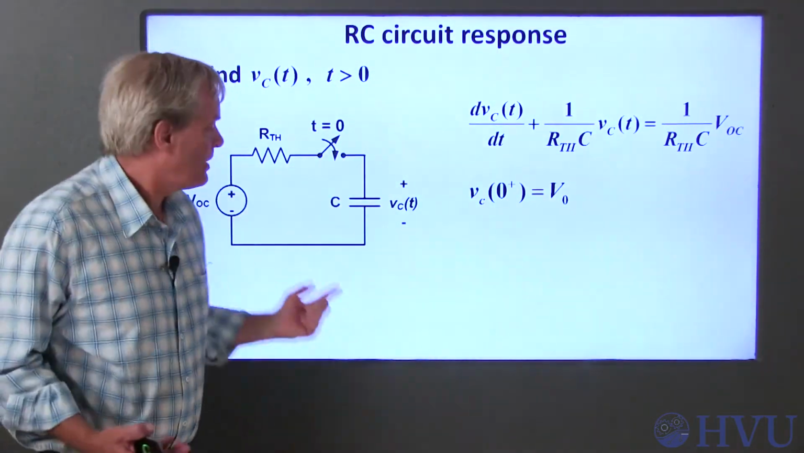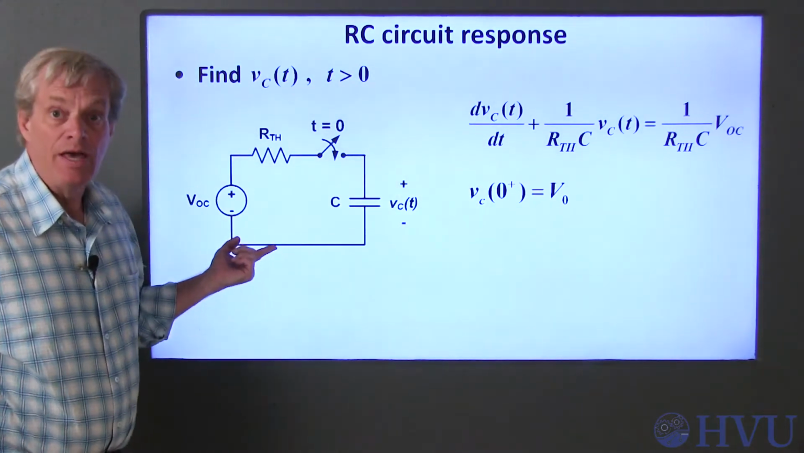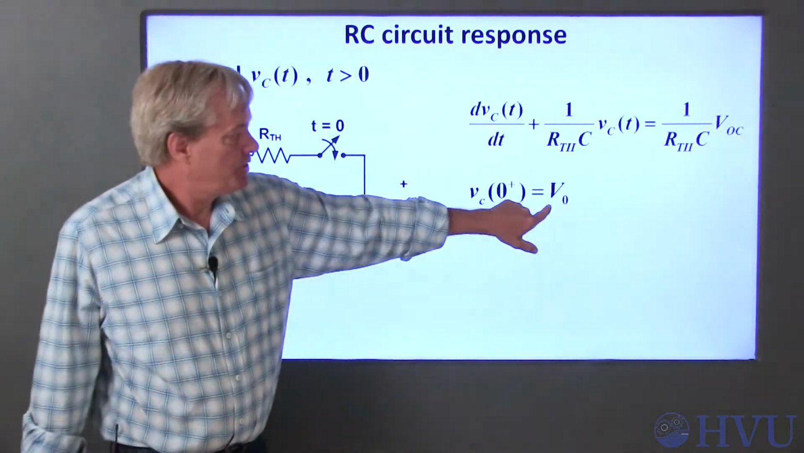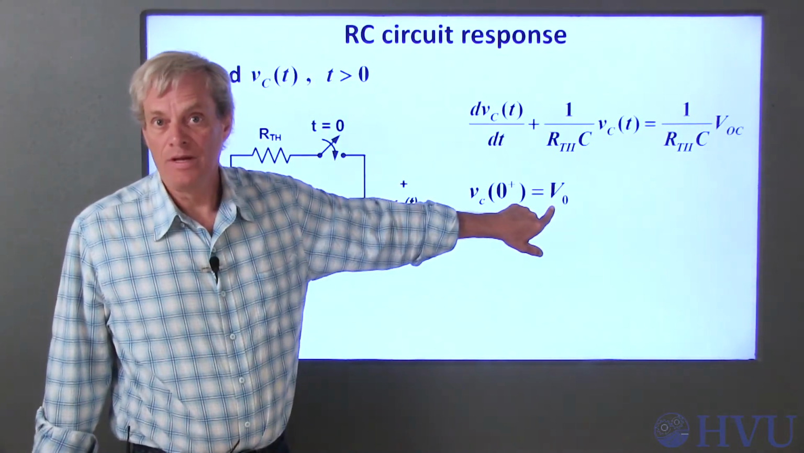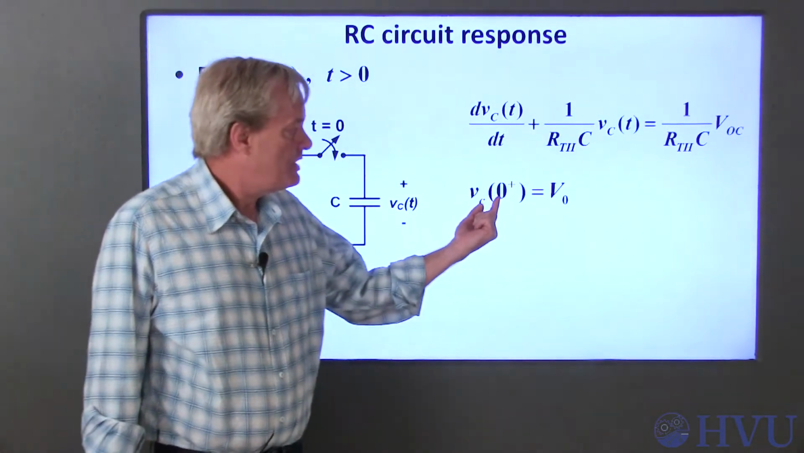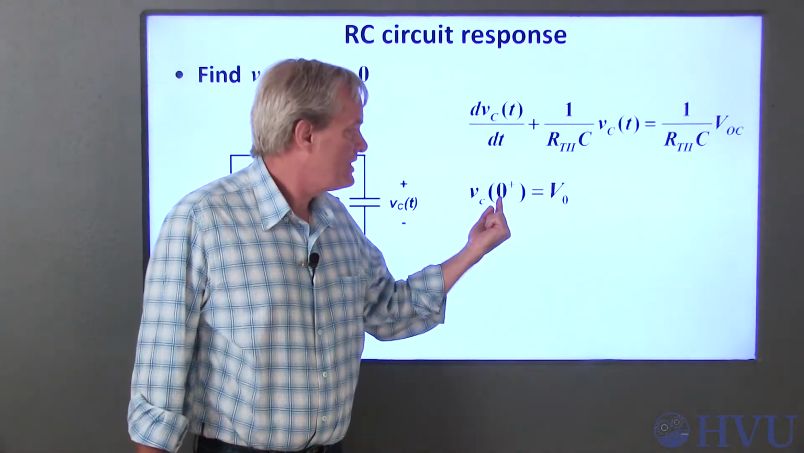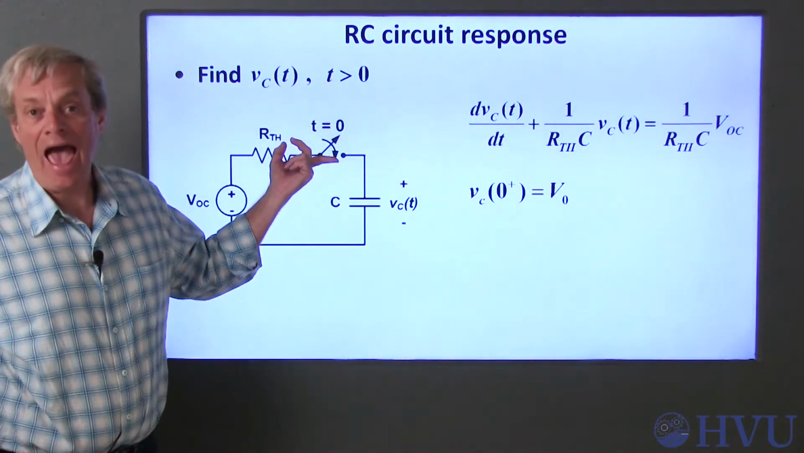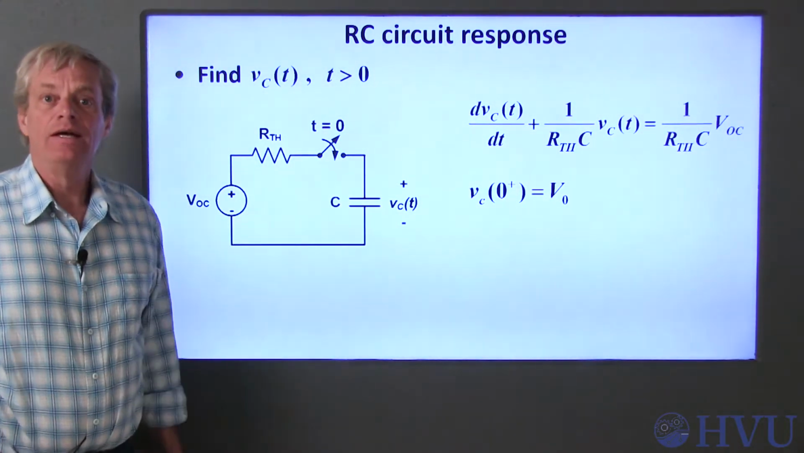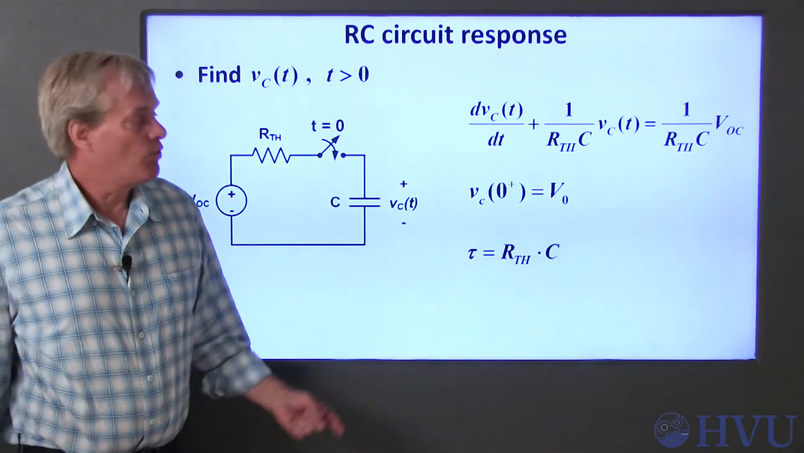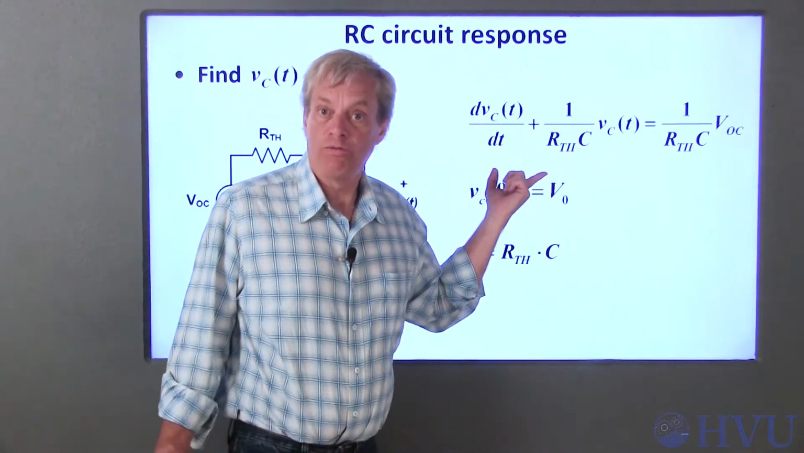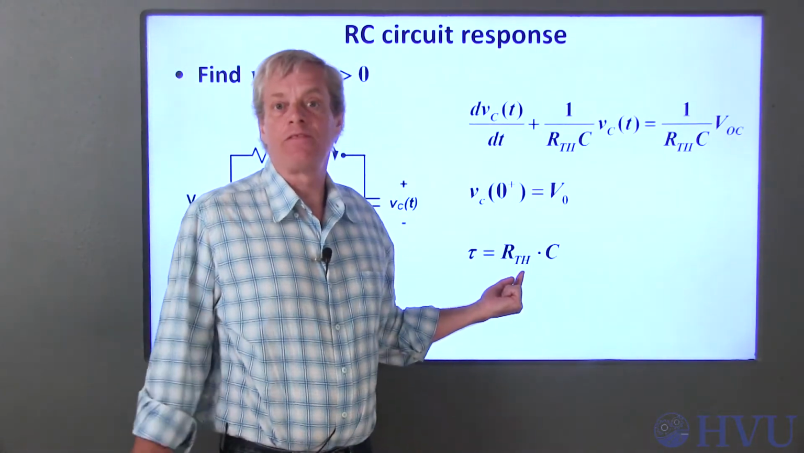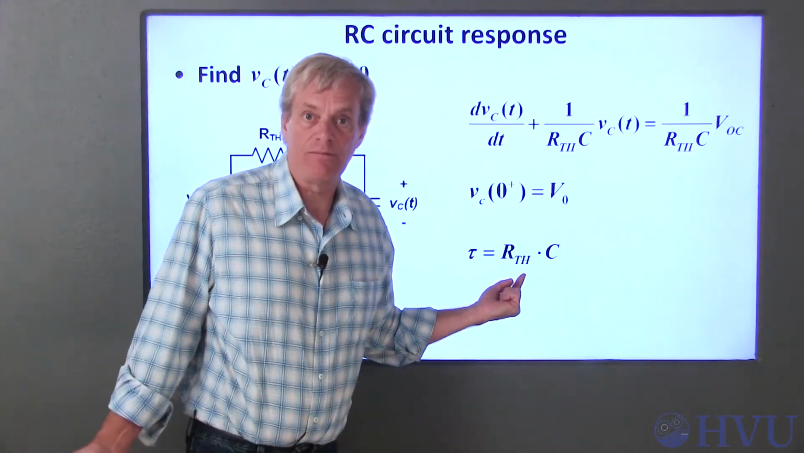We determined this by performing KVL around this loop and noting that the resistor and the capacitor share the same current. The initial voltage across the capacitor is V sub 0. In order to be rigorous, the initial condition is defined to be at the point t equals 0 plus. The plus denotes a time instantaneously after the switch closes. Since this differential equation is in standard form, this term is 1 over the time constant, tau. That means that tau is equal to the capacitance times the Thevenin resistance seen by the capacitor.